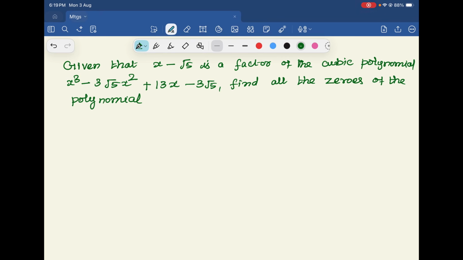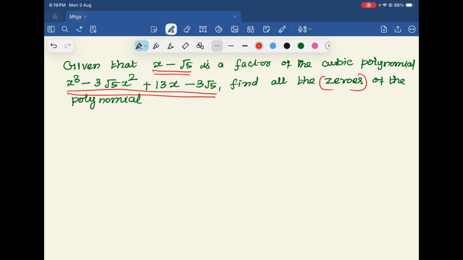The chapter is polynomials. Given that x minus root 5 is a factor of the cubic polynomial x cube minus 3 root 5 x square plus 13x minus 3 root 5. So this is a factor of this polynomial. Find all the zeros of the polynomial. So we have to find the zeros of the polynomial.